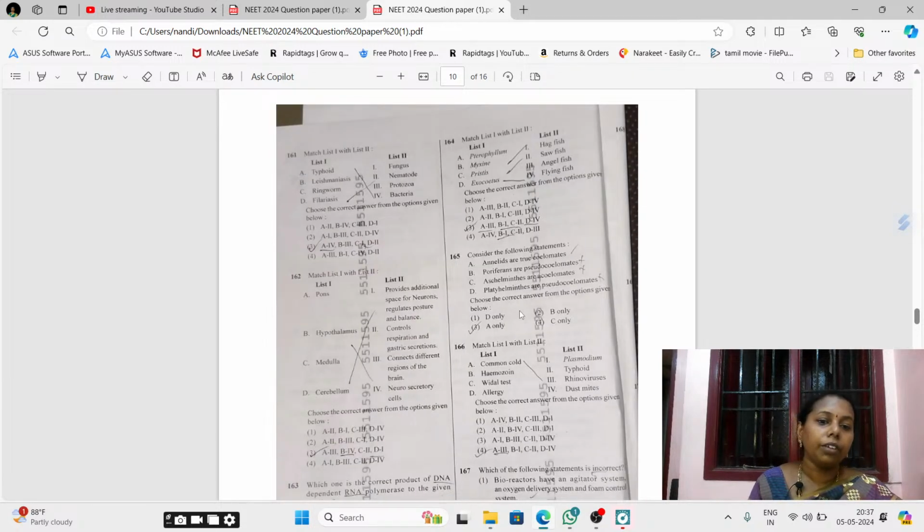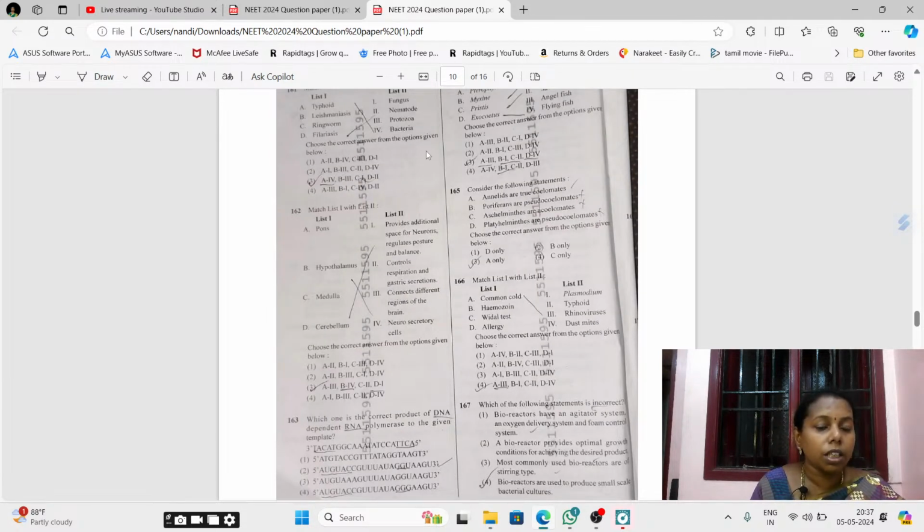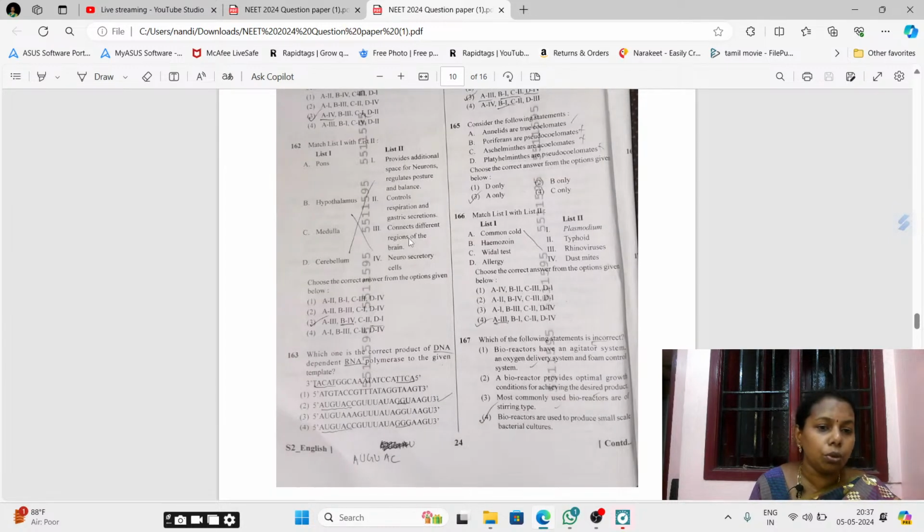161. Typhoid is caused by Salmonella typhi bacteria. Leishmania, flagellates, so protozoan. Ringworm, fungus. Filariasis, nematode. So which is in the option 3. Now 162 is also match. 162, pons is a connecting region of all parts of the brain.